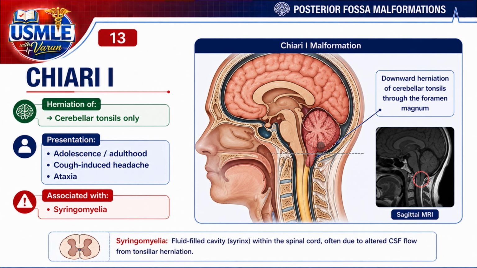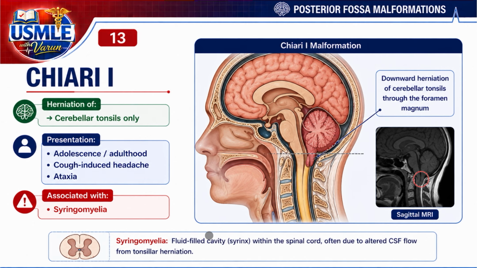On sagittal MRI, whenever there are questions asked with imaging where you need to identify a few posterior fossa malformations, Chiari 1 is usually very highly tested on the USMLE. There's a fluid-filled cavity, or syrinx, within the spinal cord, often due to altered CSF flow from cerebellar tonsil herniation. This condition is called syringomyelia, and it is the most common association that we see with Chiari 1 malformations.